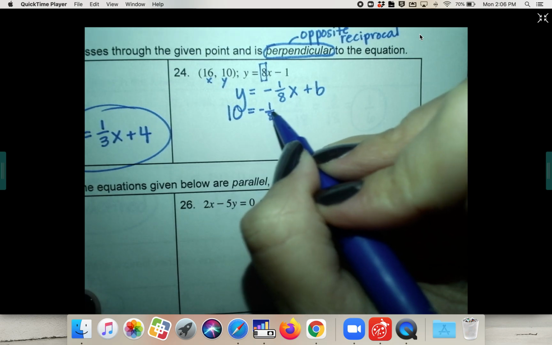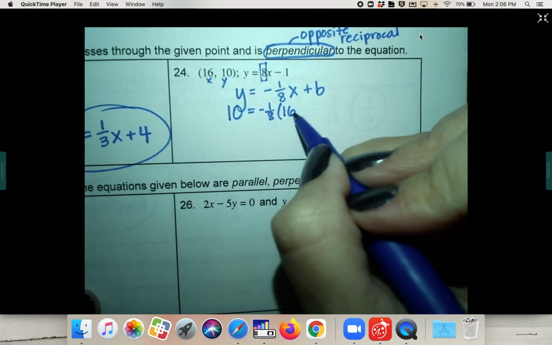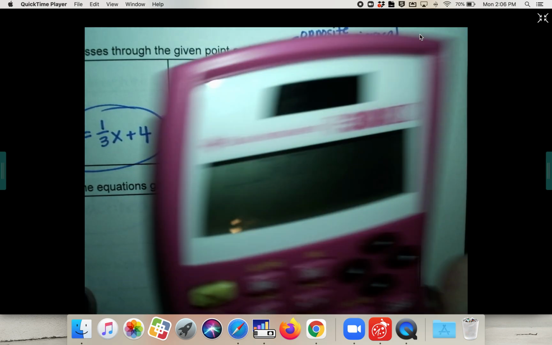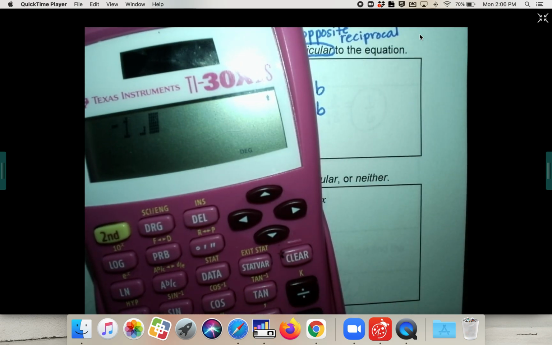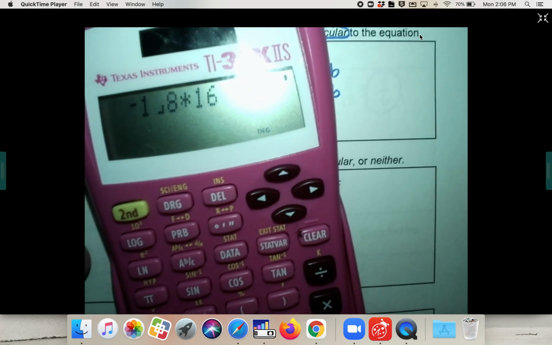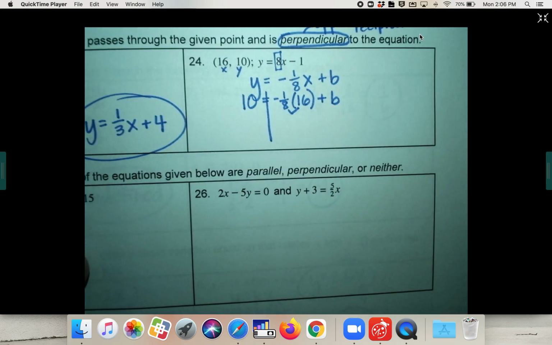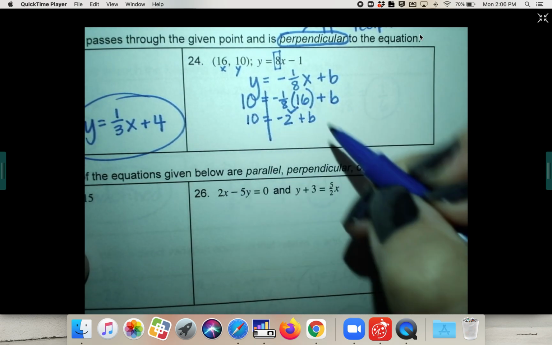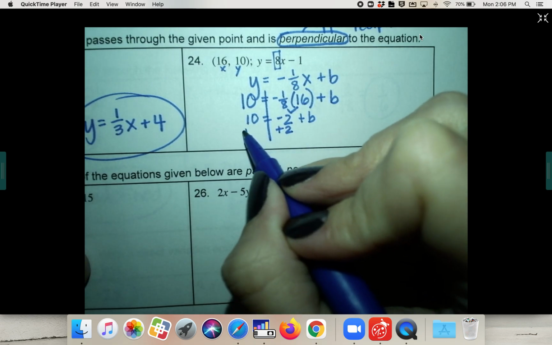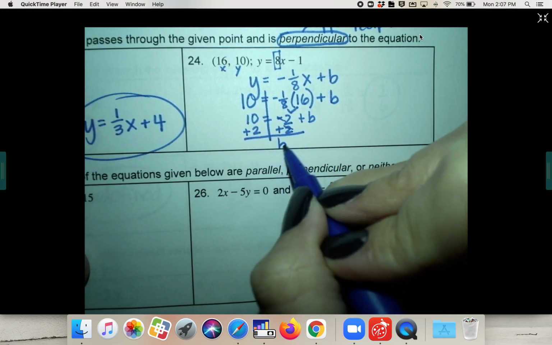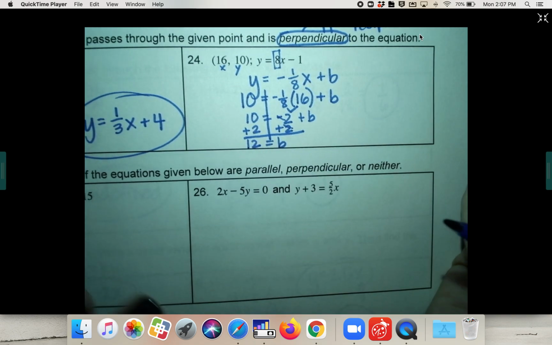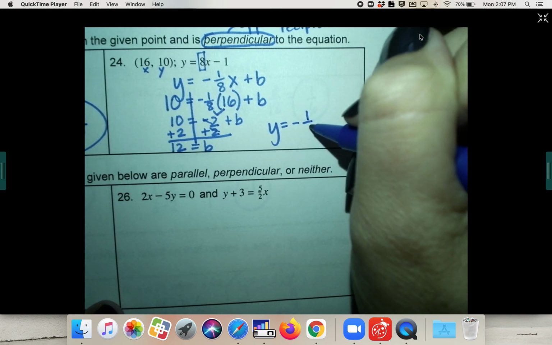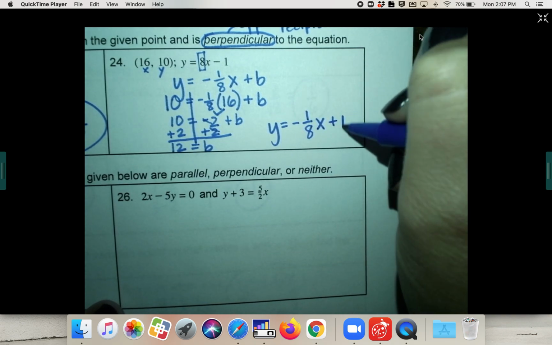Leave negative 1/8, the slope, times 16, we're going to borrow for the x. Negative 1/8 times 16 is negative 2, plus b. So then we're going to add 2 to both sides. B equals 12. All right, so our new entire equation that's perpendicular is y equals negative 1/8 x plus 12.